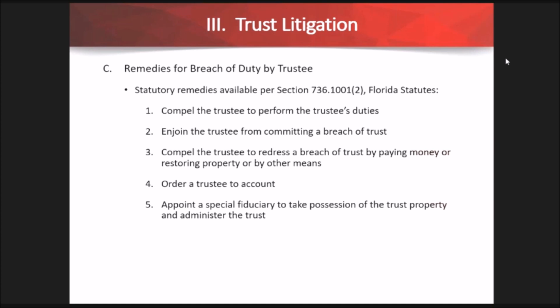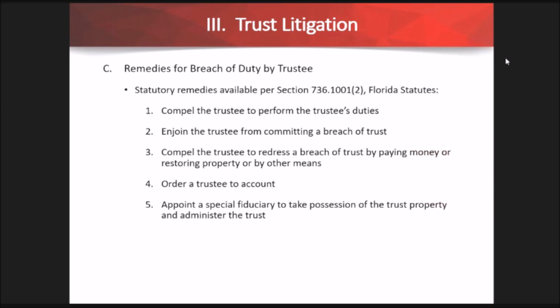You can order a trustee to account if they're in breach of their annual accounting. If you can show reason, sometimes judges will order interim accountings, or at least order them to supply financial information. You can ask to have a special fiduciary appointed to take possession of trust property and administer the trust. If there's a certain area that's not going to be resolved, like a conflict of interest, then the court can just say we're going to have a special fiduciary in this case.